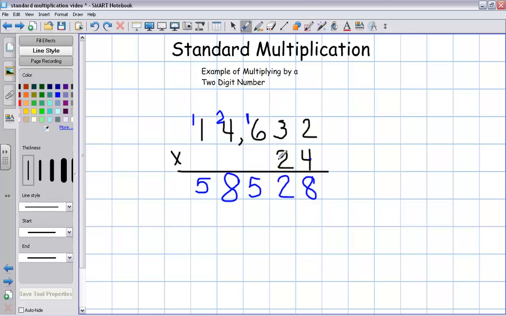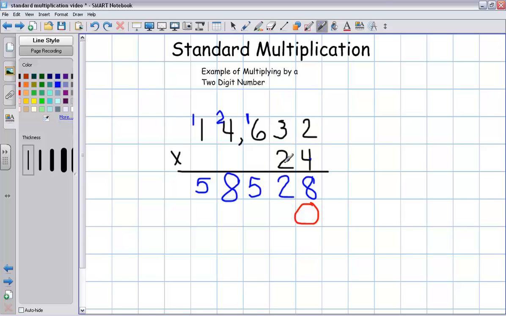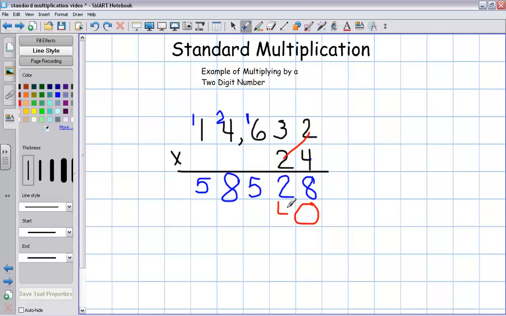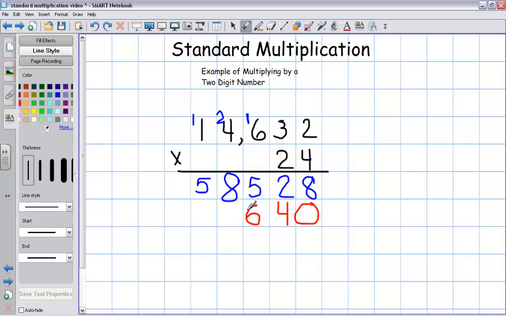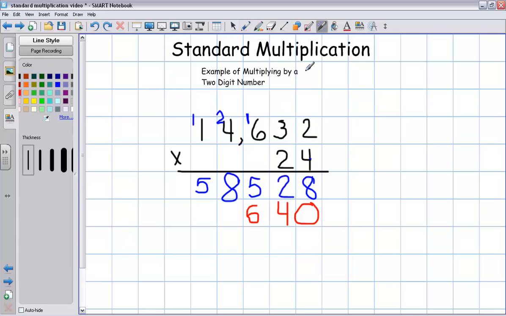Now I'm going to have to multiply by the tens column. So the very first thing I'm going to have to do is add a 0 in the ones column down here. Now I can start multiplying by the 2. So now I'm going to take 2 times 2 gives me 4. 2 times 3 gives me 6.